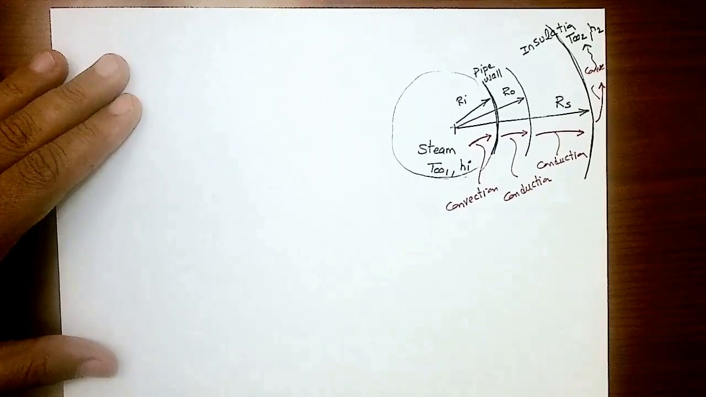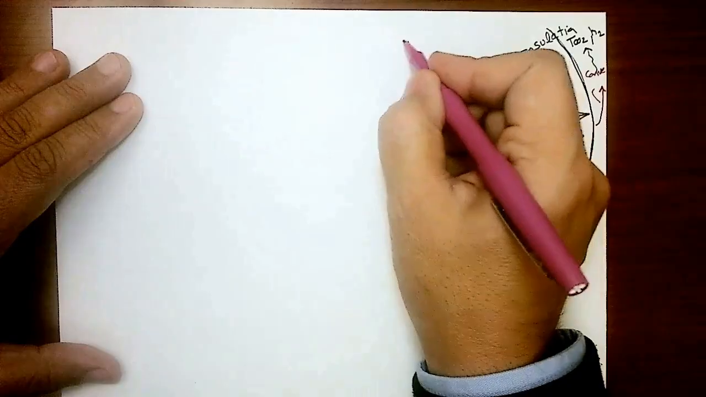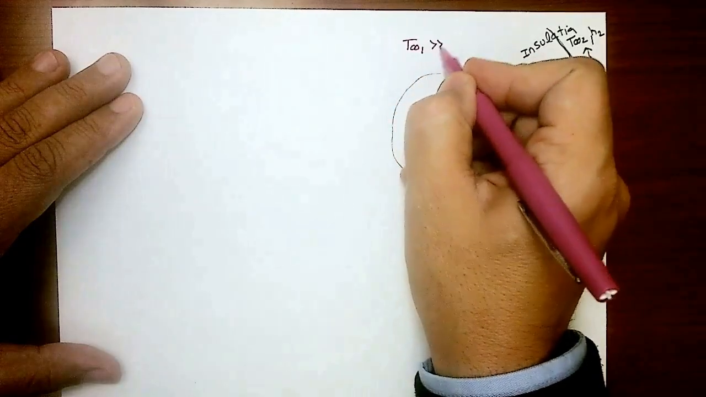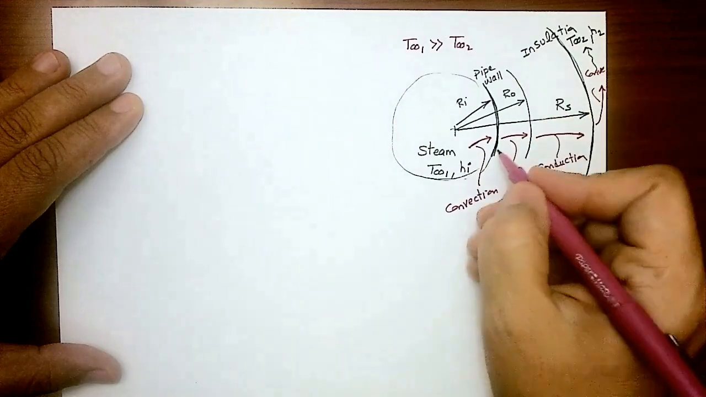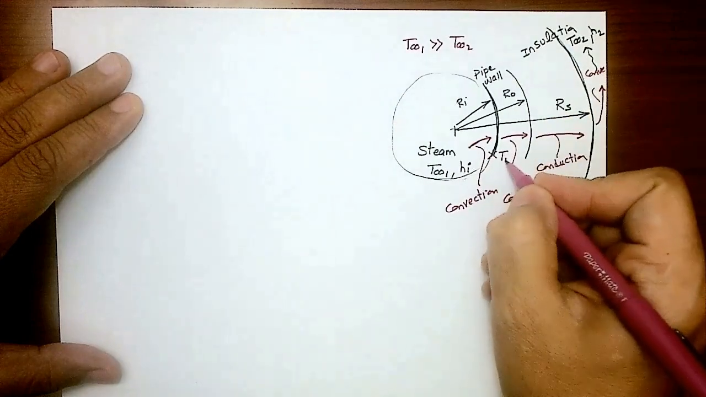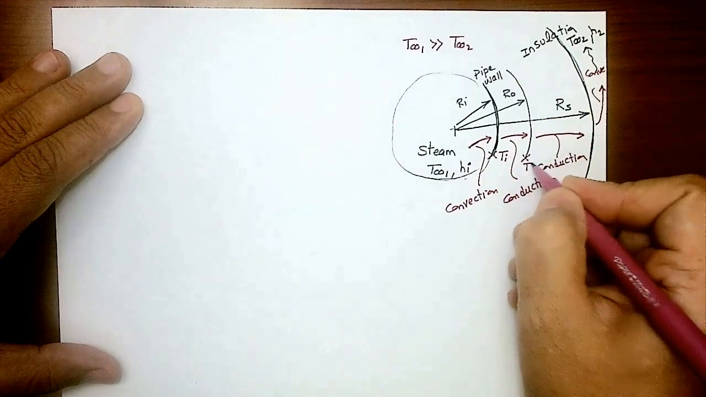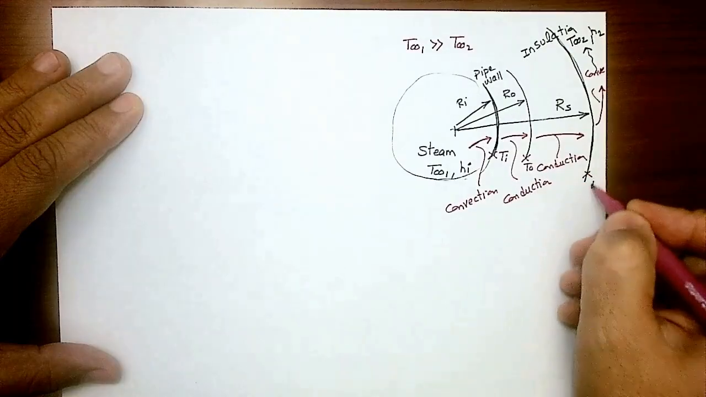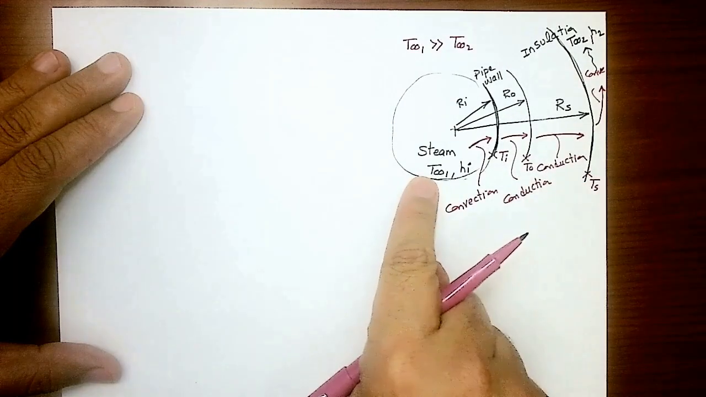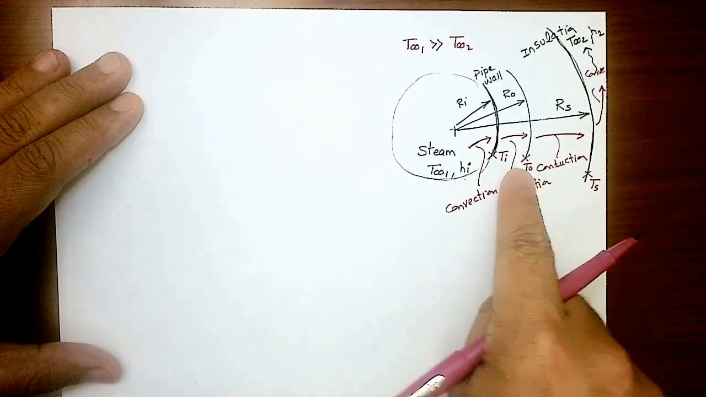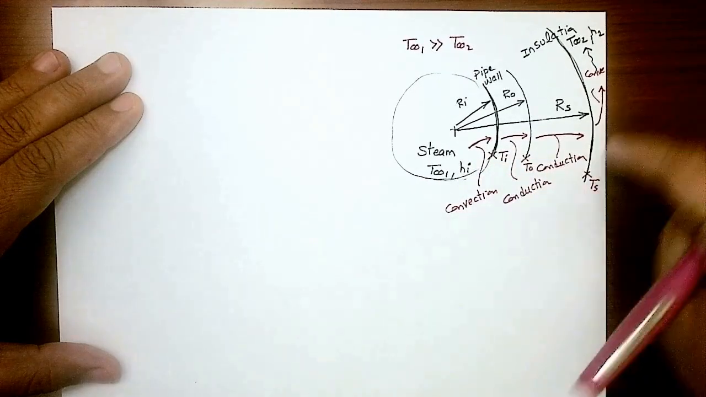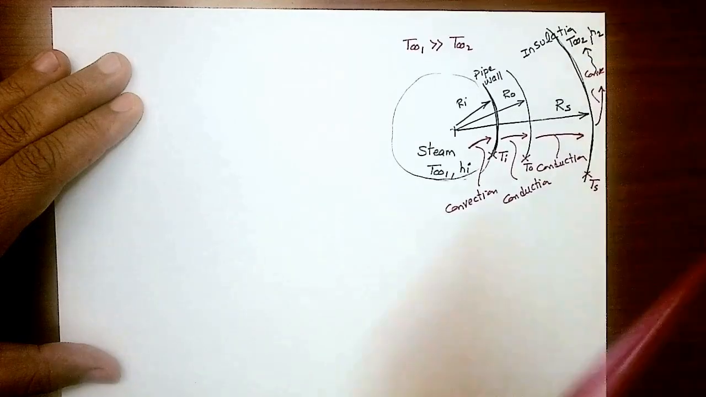Okay, so what's happening? I know that T infinity 1 is much, much bigger than T infinity 2. So I know that temperature is decreasing that way. I'm going to label that phase by T inner. I'm going to label that phase by T out. I'm going to label that phase by TS. So I know that T infinity 1 is greater than Ti. Ti is greater than T out. T out is greater than T surface. T surface is greater than T infinity 2.